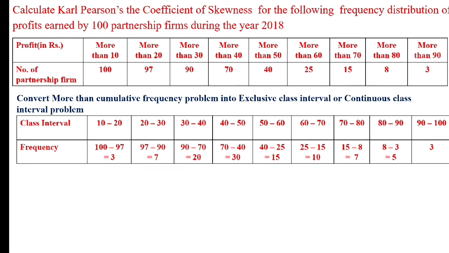We can solve it as a normal continuous-type problem. So this is the way we get the problem. In this problem we need to find first the mean, standard deviation and mode. If mode is not possible, then median. Then we can apply the coefficient of skewness formula.